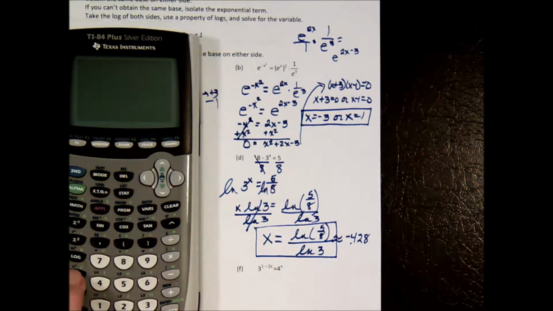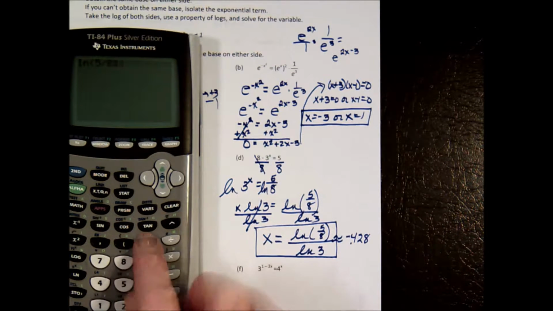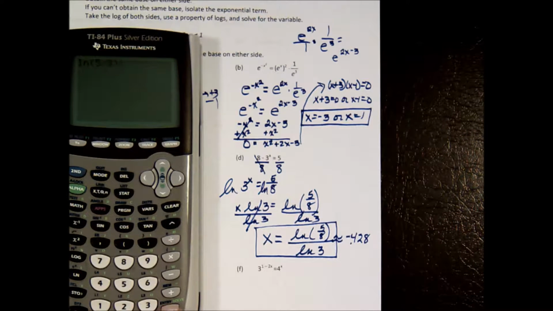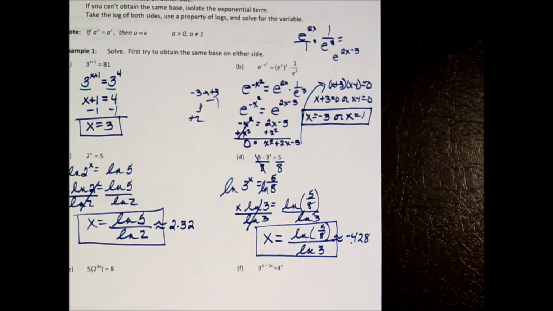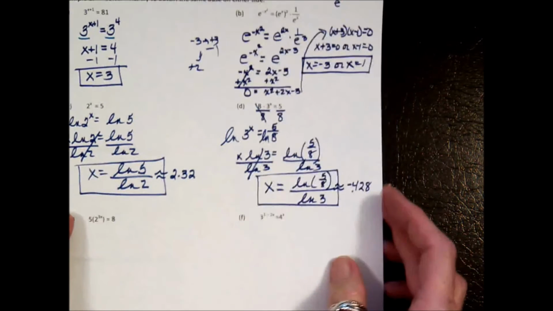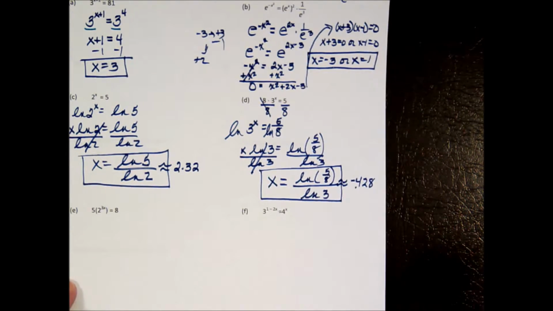So you're going to go to your ln button, ln parentheses 5 divided by 8, close parentheses. I always hit enter. And then I'm going to take that answer and I'm going to divide it by ln of 3. ln of 3, close parentheses, and I get negative 0.4278. I rounded off. Negative 0.428. So just make sure that you are comfortable entering those in a calculator to get the right answer, because on application problems, you actually will have to get a decimal equivalent.